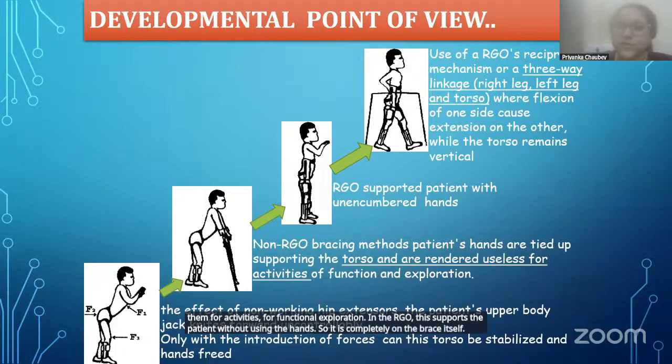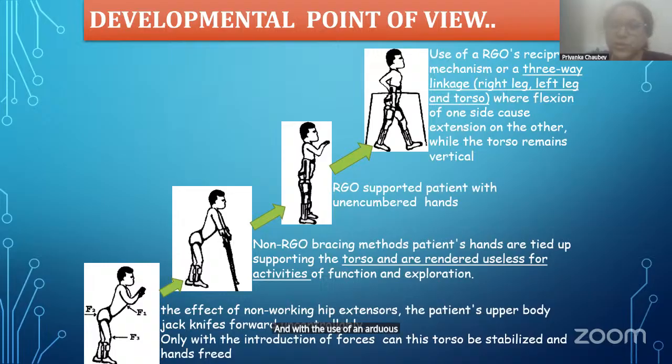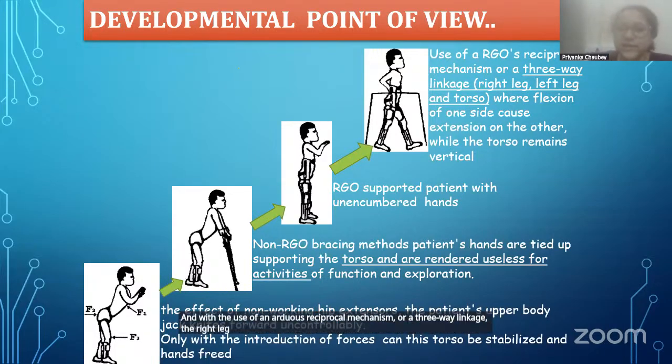With the use of an RGO's reciprocal mechanism, or a three-way linkage, the right leg and the other leg are linked to the torso, where the flexion of one side causes extension of the other while the torso remains vertical.